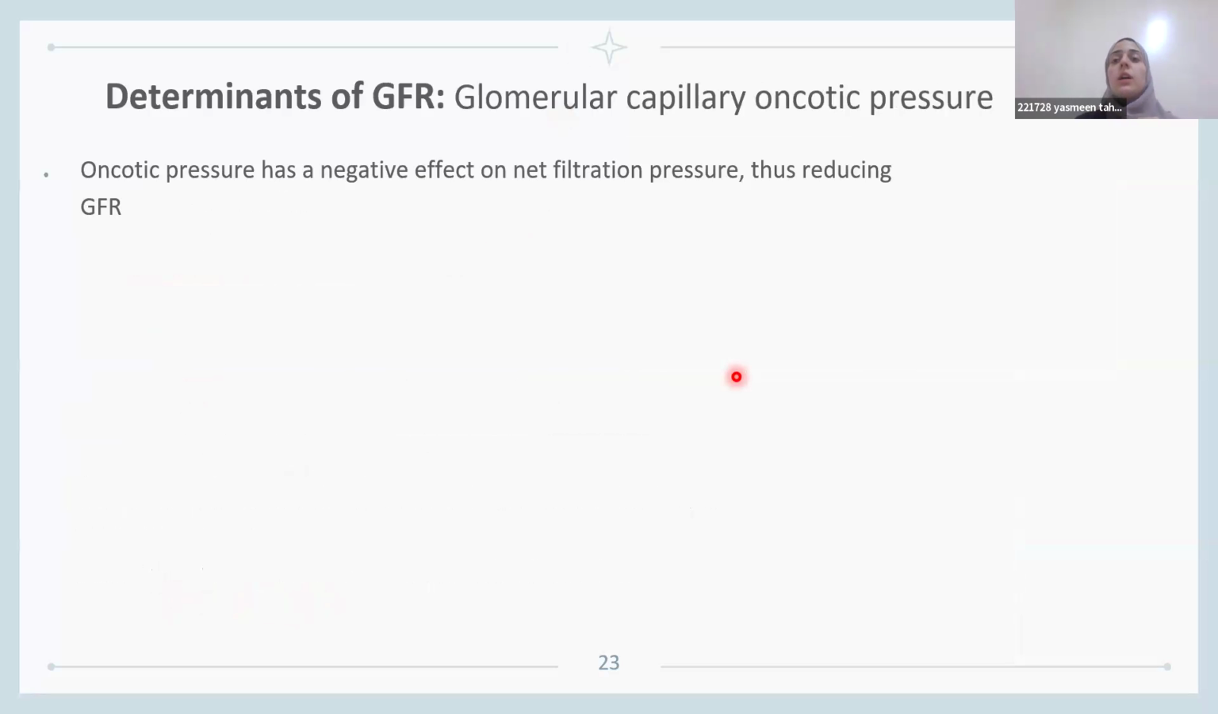Okay, now we are done with the hydrostatic pressure of the glomerular capillaries and the variables that affect them. We will look at a different force that affects the GFR, which is the glomerular capillary oncotic pressure. We mentioned that it has a negative effect on the net filtration pressure because it opposes filtration. It's a negative effect because the higher the oncotic pressure, the lower the filtration. So if increased, it reduces GFR, but without affecting the renal plasma flow.